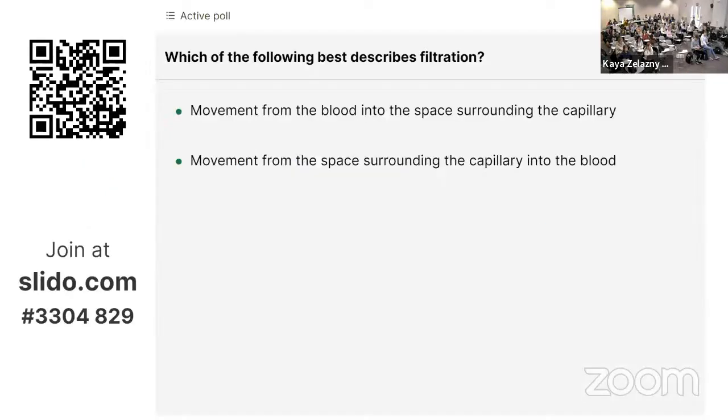Okay. So I asked you to look over, at least in brief, some of these topics before we start in class today. So we're going to be talking about filtration and absorption and osmotic and hydrostatic pressures. So I want you to do the best you can to tell me which of these is a description of filtration.